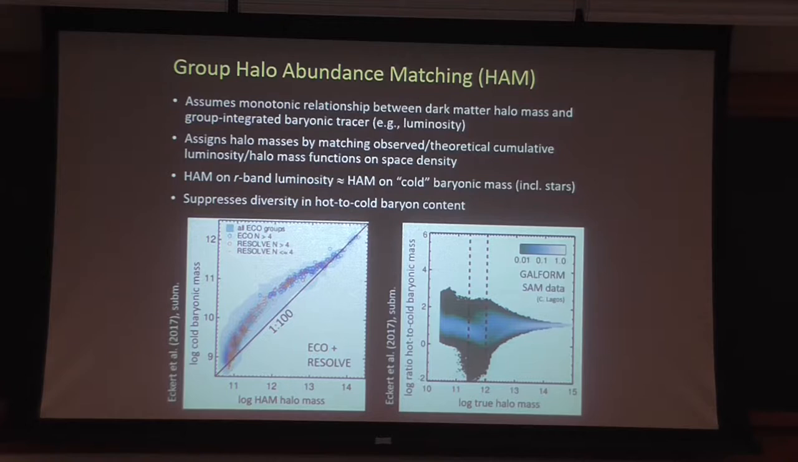So I'll just mention as an aside, because it'll keep coming up in plots that I'm showing, that when you perform HAM using the R-band luminosity, that's equivalent roughly to using the cold baryonic mass, which is to say the stars plus cold gas in galaxies, like HI gas. And that's just an observational fact, which I put in my 2013 paper.